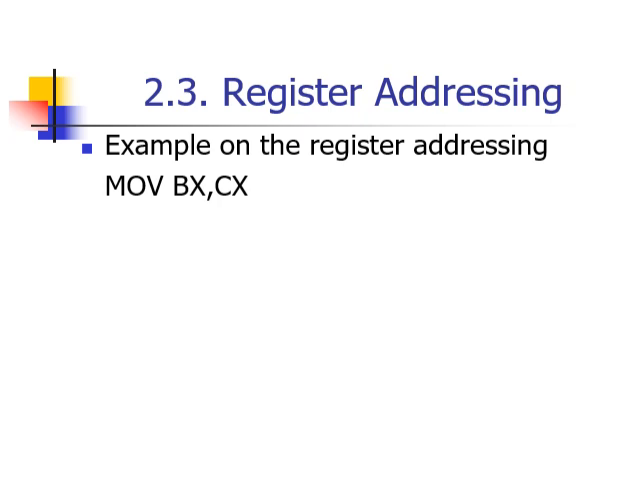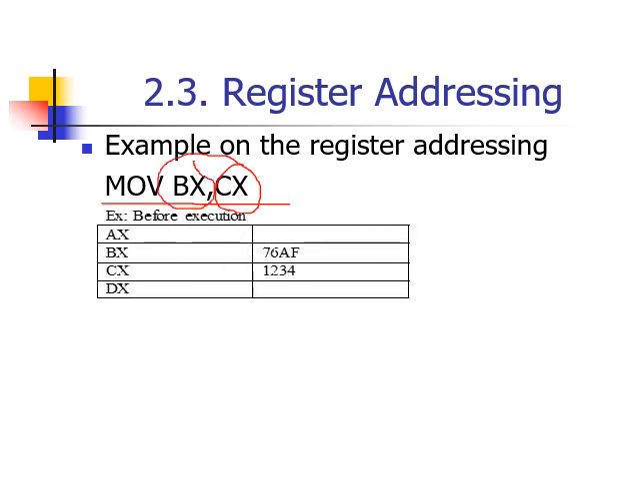This is an example of register addressing mode: MOV BX, CX. This will take the value from the 16-bit register CX and place it into the 16-bit register BX. For example, if this is the value inside BX before execution, and this is the value inside CX before execution, what this instruction does is take this value from CX and place it into BX.